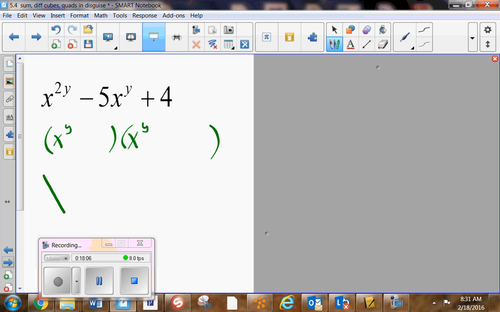Are there factors of 4 that add up to -5? Factors of 4 that add up to -5: -4, -1. Not so bad. So don't freak out just because you see something a little different.